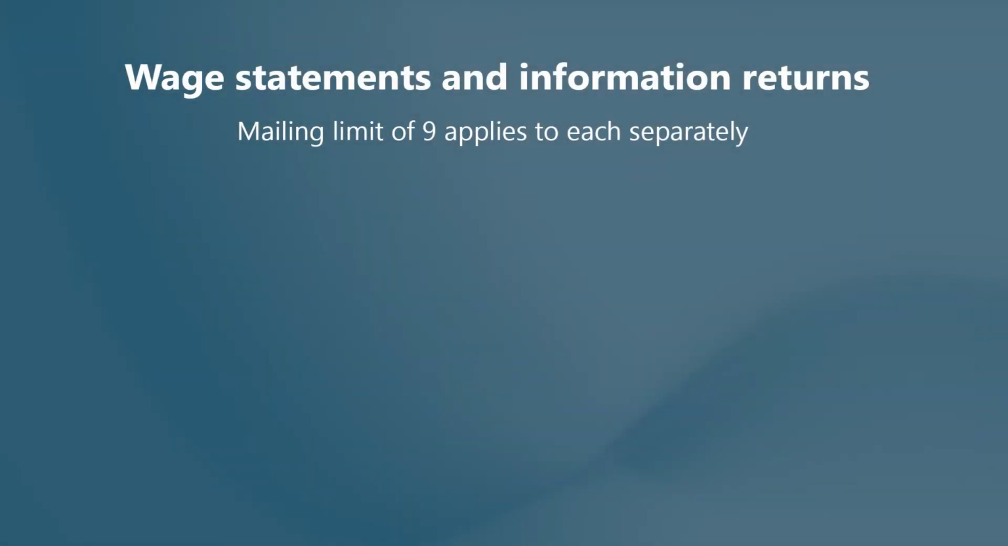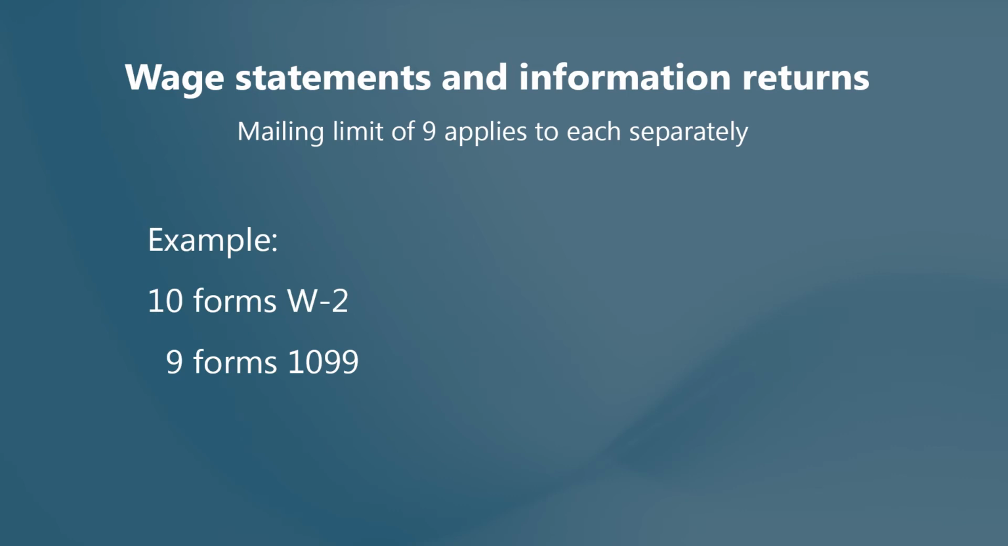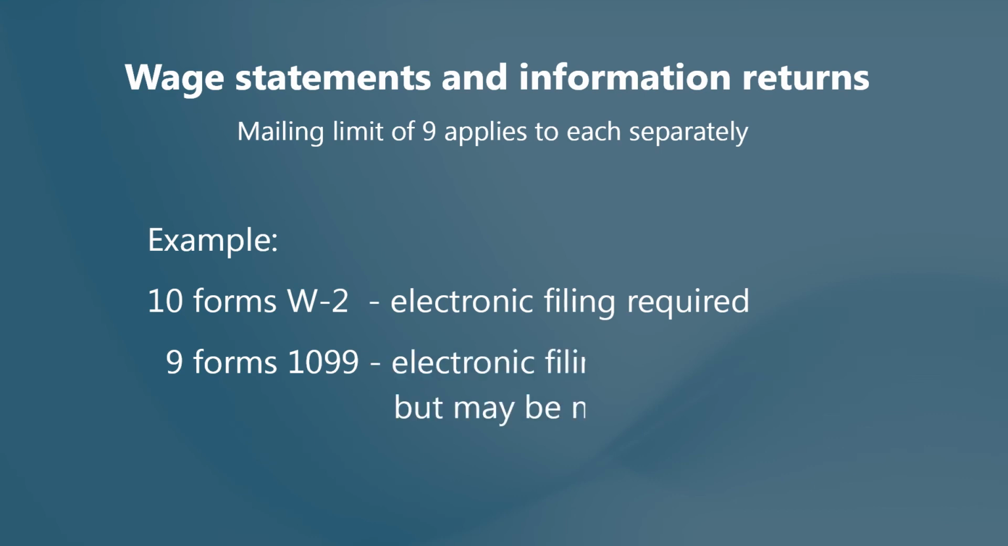Wage statements and information returns may only be mailed to the department if there are fewer than 10. This limit applies to wage statements for each information return type separately. For example, if you have 10 W-2s and 9 1099 NECs, you must electronically file the W-2s. However, 9 1099 NECs are under the limit and may be filed by mail.